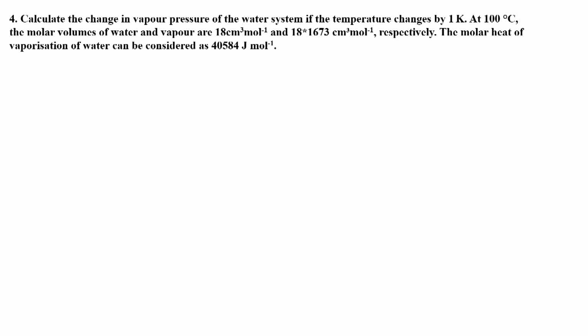Next problem says calculate the change in vapor pressure of the water system if the temperature changes by 1 Kelvin. At 100 degrees Celsius, the molar volumes of liquid water and water vapor are 18 centimeter cubed per mole and 18 times 1673 centimeter cubed per mole respectively. The molar heat of vaporization of water can be considered as 40584 joules per mole.